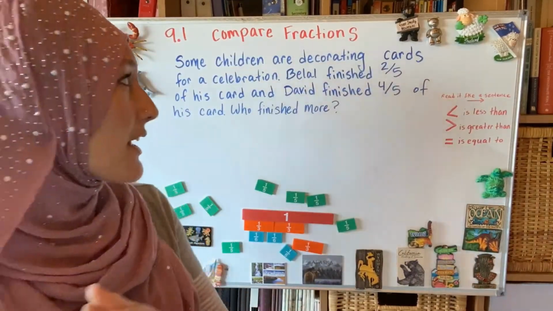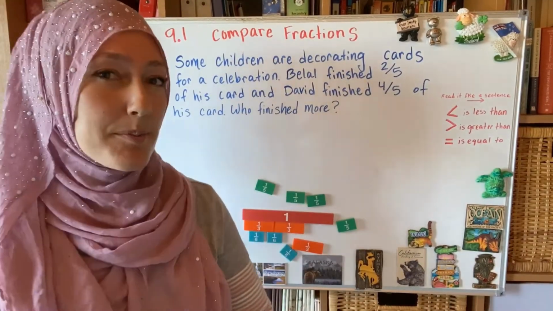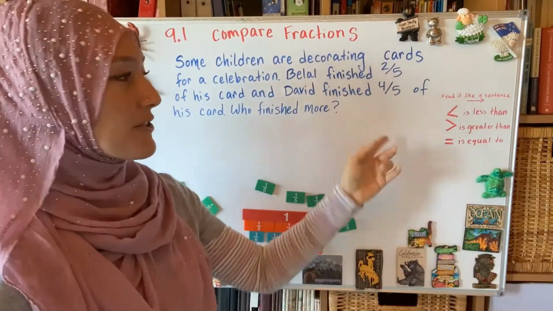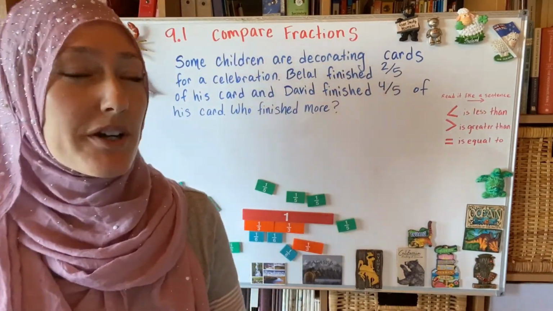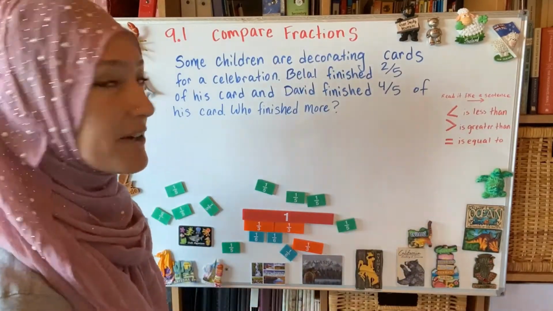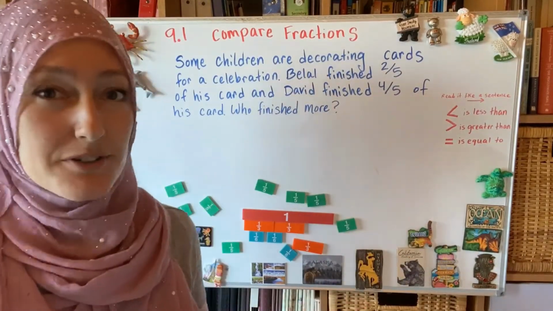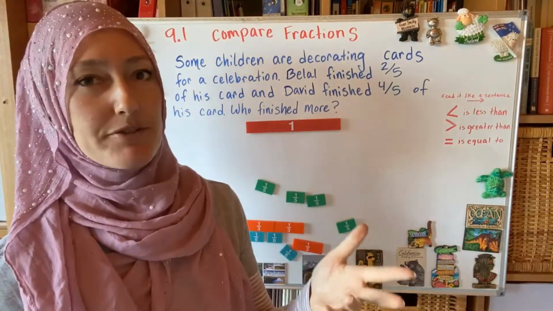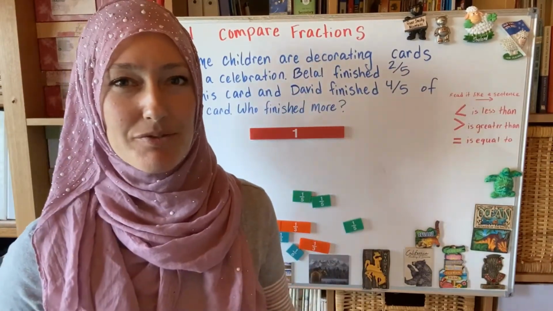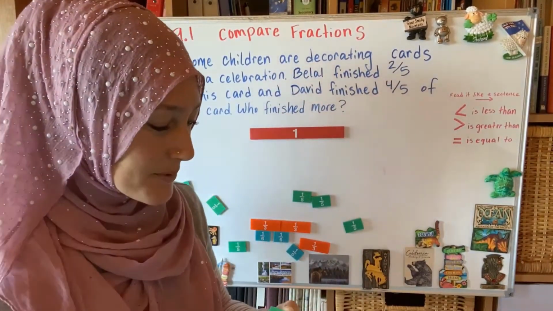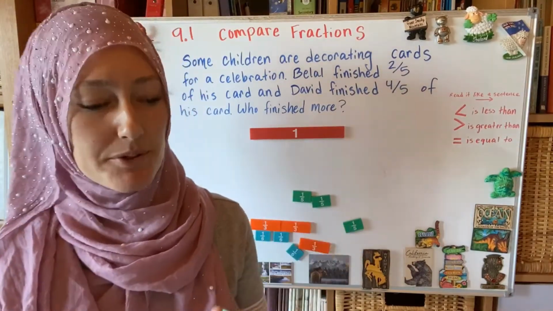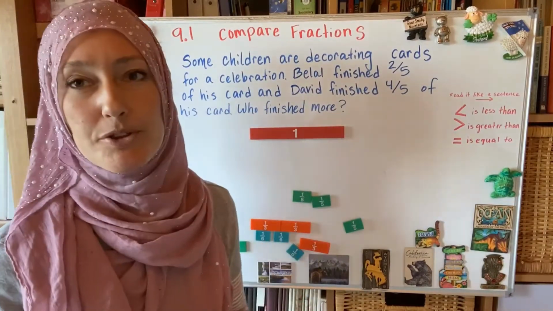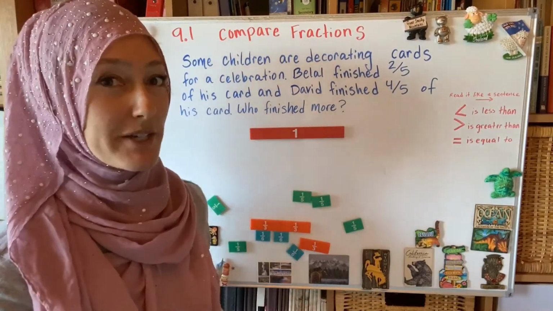Here's another problem to try. Some children are decorating cards for a celebration. Bilal finished 2/5 of his card, and David finished 4/5 of his card. Who decorated more? All of these can be modeled with fraction strips, and then I'll show you a way to do it if you don't have fraction strips. There's still ways to model it. Again, if we have 1 whole, that's just a reference point. Most fractions, if it's a proper fraction, are going to be less than 1. Remember the denominator, the bottom number, tells us the size of the part. So these are going to be 5th sized pieces, and the top number, the numerator, is how many of those pieces we're going to be talking about.